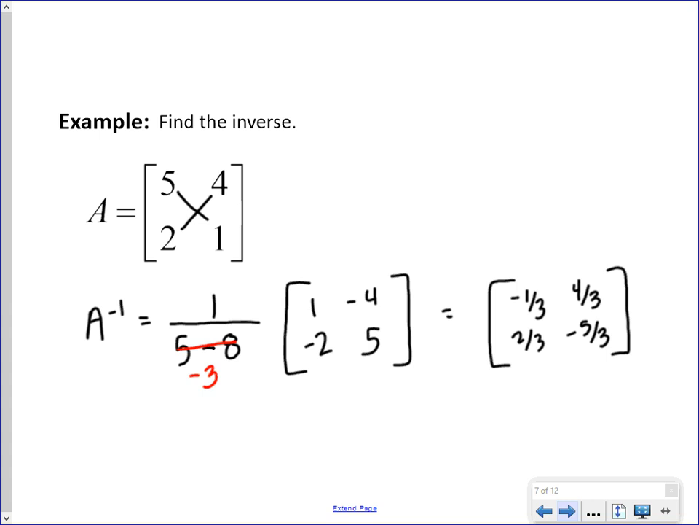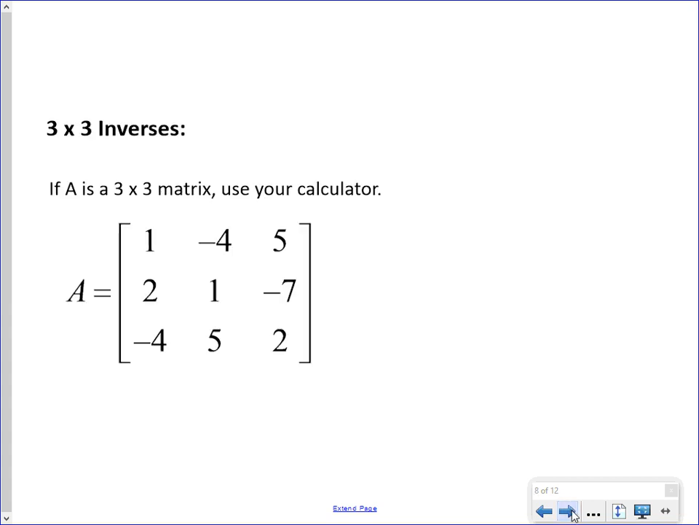Okay, let's do an inverse for a 3 by 3, but that requires our calculator. Without a calculator, I can only ask you to do the inverse of a 2 by 2. If you need a calculator, go grab one from the closet.